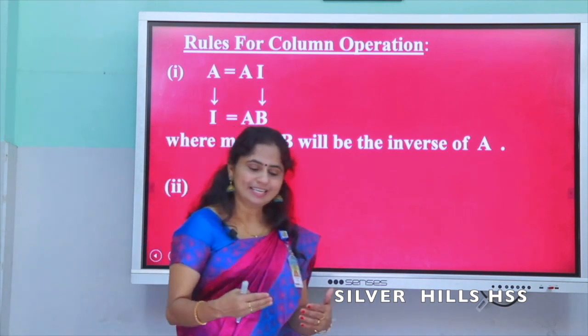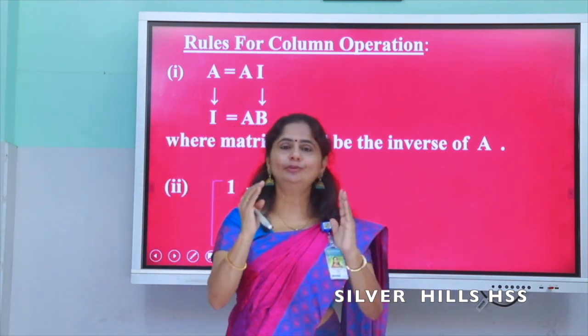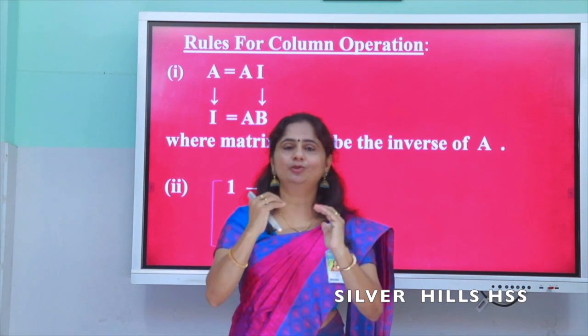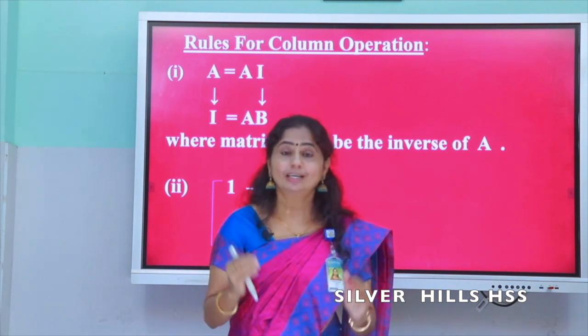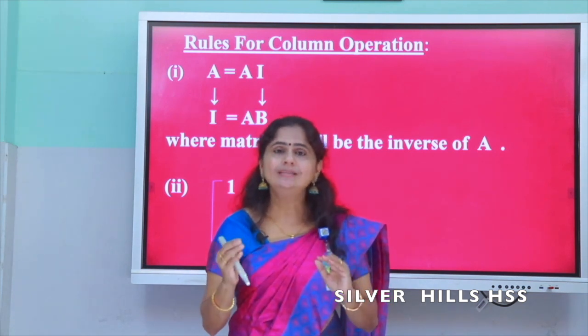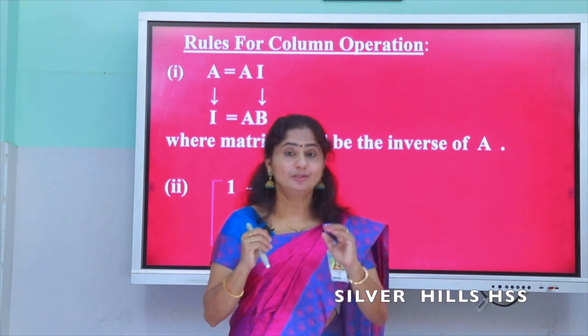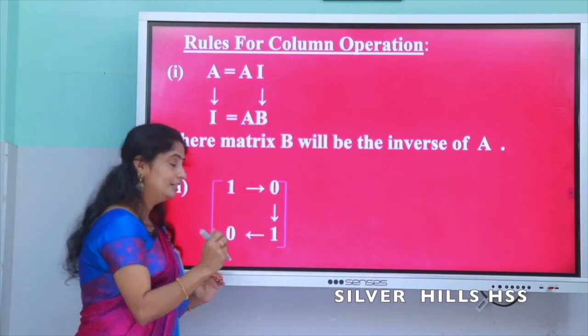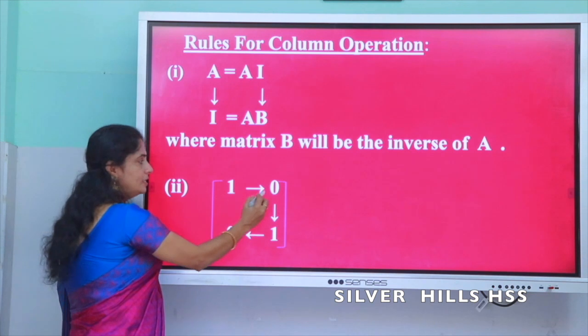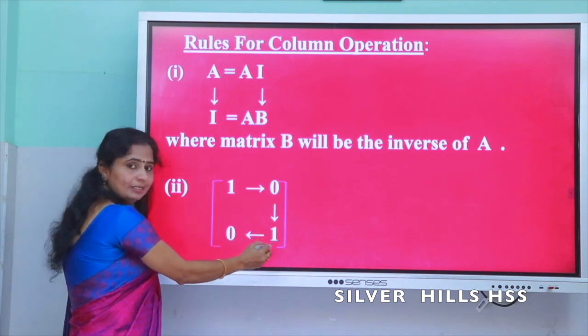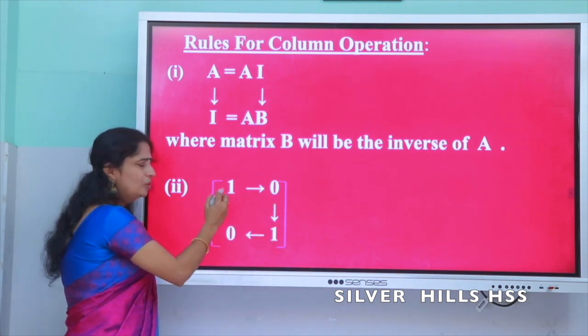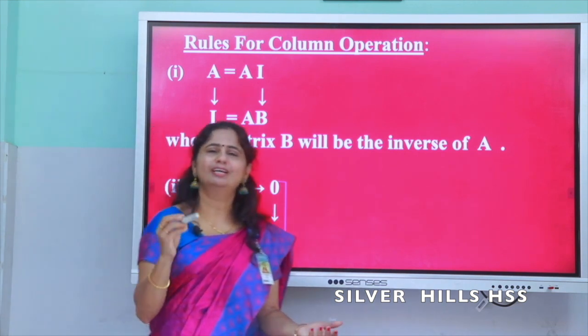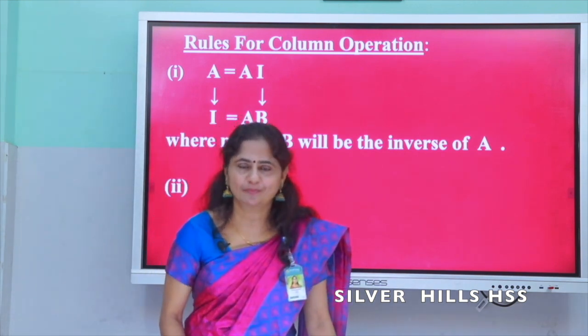Second rule, we can say that we have to reduce that A matrix to the identity matrix. That is, we have to bring in 1, 0, 0, 1. So, since it is column operation, let's complete the first row: 1, 0, then come down to this element, 1, 0. If required, we can just remember it in the form of an inverted C shape.